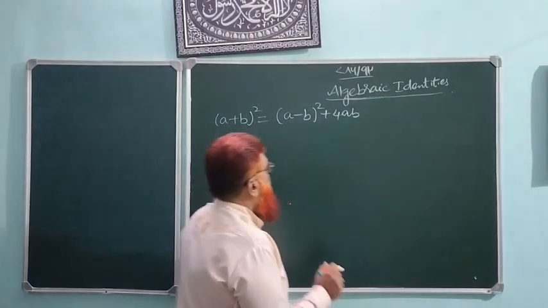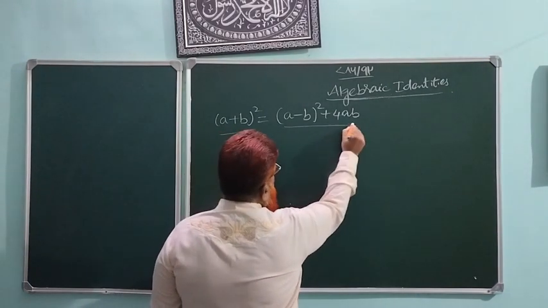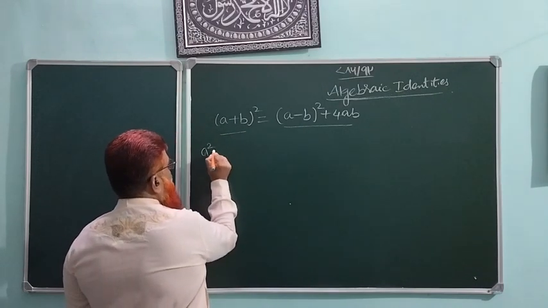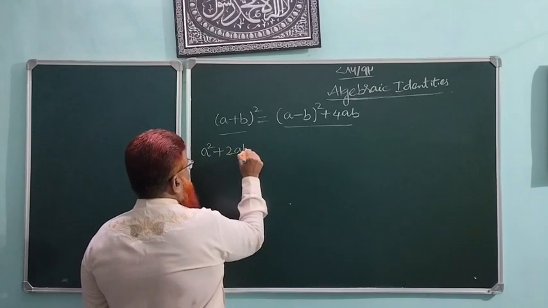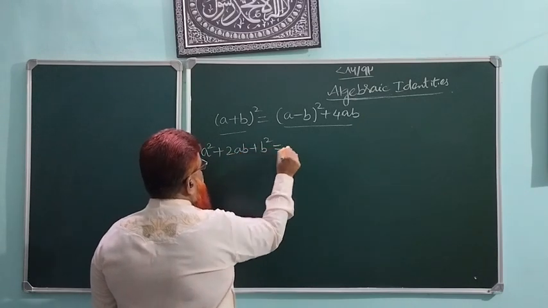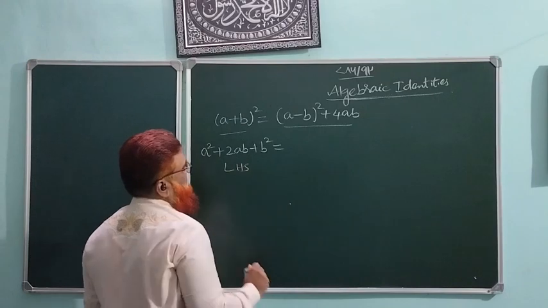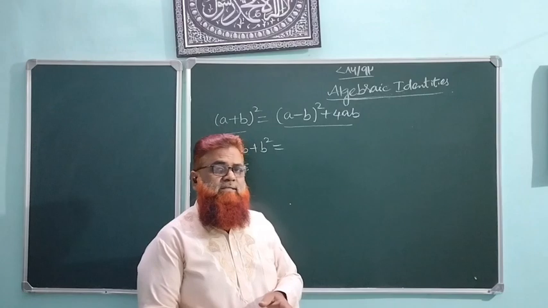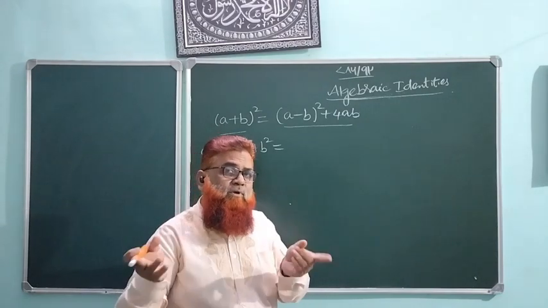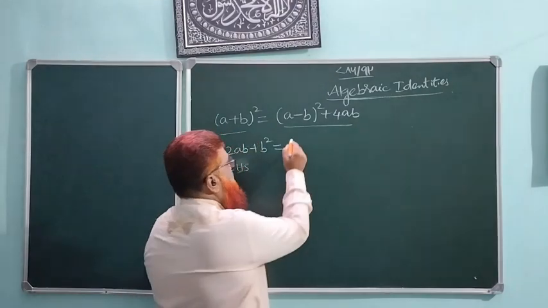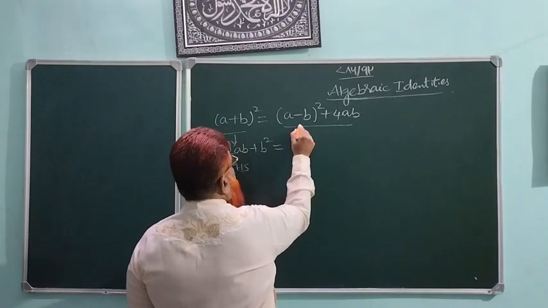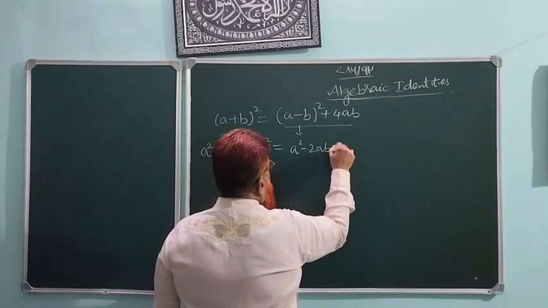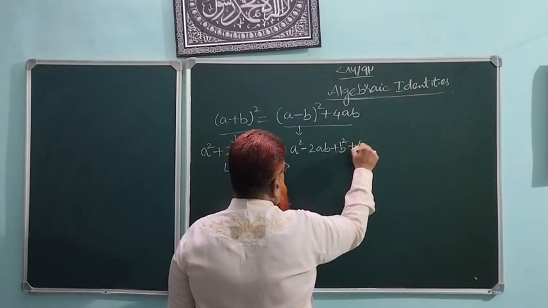Now this is LHS and this is RHS. I expand this as usual: a square plus 2ab plus b square. This is LHS. Now it is equated to a plus b whole square is equal to a minus b whole square plus 4ab. Then you expand this: a square minus 2ab plus b square plus 4ab.